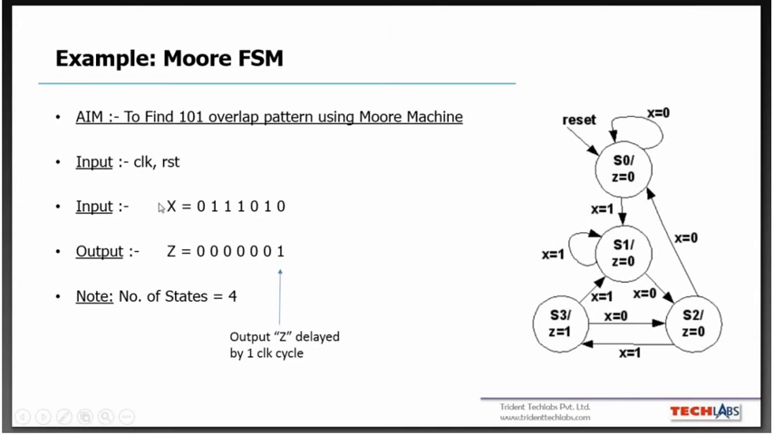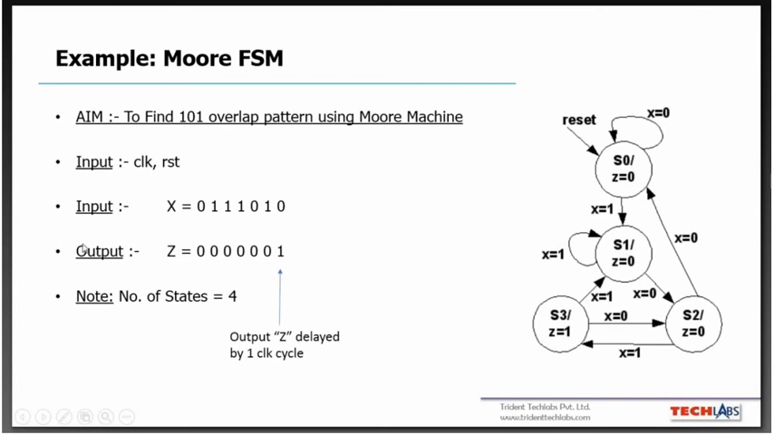So let us analyze what the pattern for the output z will be for this input x. First we are giving input 0. After reset it will go to state 0. State 0 is the default state. It will look for 1, but we are getting 0, so it will remain in the same state. Next, input 1 will come, so it will go to state 1.